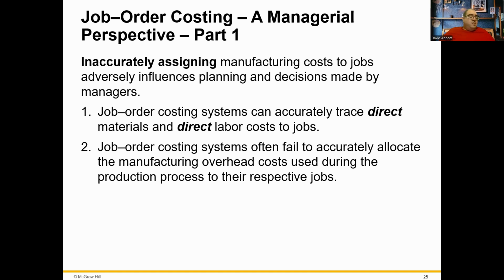Job order costing systems can accurately trace direct materials and direct labor costs to jobs, but they often fail to accurately allocate the overhead costs used during the production process to their respective jobs. And the reason for that is it's difficult to judge. As I've mentioned already, you have to make sure you're using the right base, and make sure you're using good judgment in determining the amount of overhead or what the costs are.